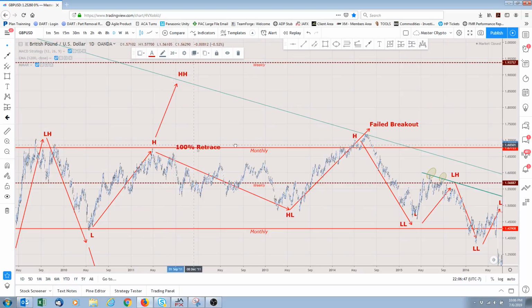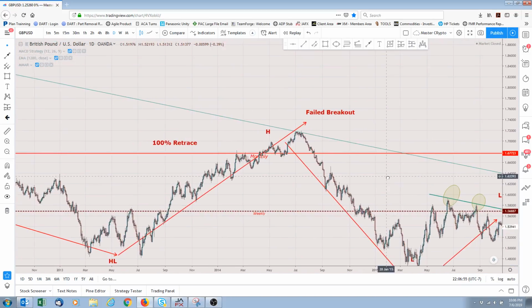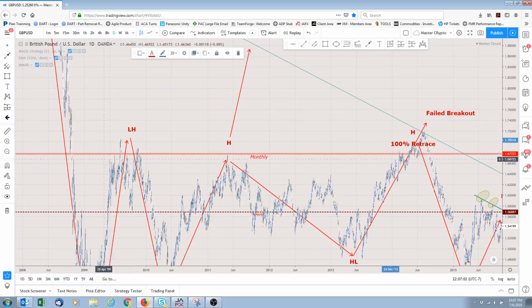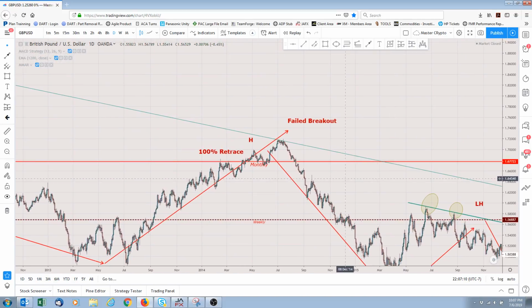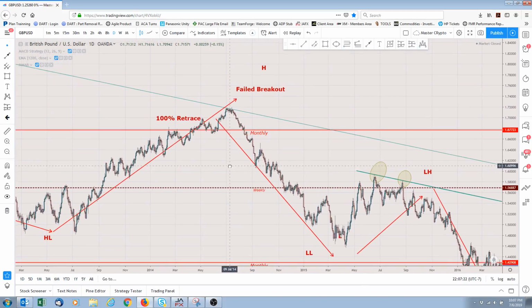It's now back at this same level. Here, look what happens. Check what happens. It has to either break out of this level that got rejected 3 times. See this? We got rejected here. It got rejected here. And now, the 3rd time, see this red line? It's a monthly level. Price has to make a decision. Do I break out? Or do I go back down?